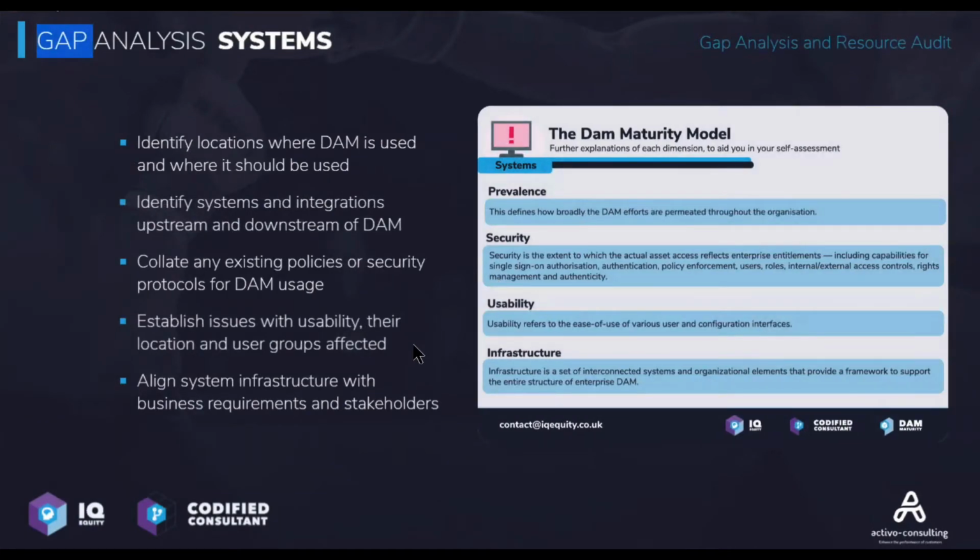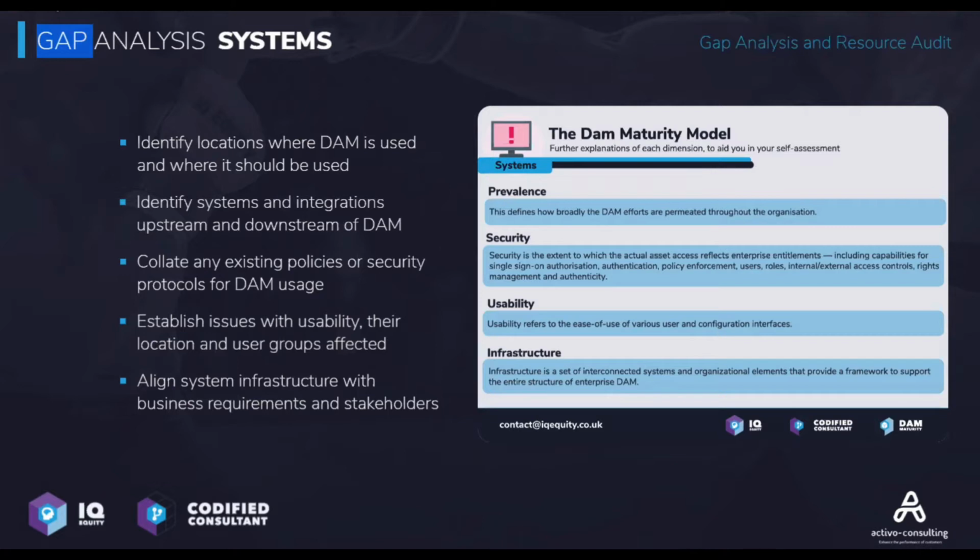Moving on to systems. So part of the process of talking to stakeholders is that you will establish the usage and impacts of the DAM across your business units. What you may also discover is that there is a need for DAM in places where it's not being used. It's important to realize that DAM doesn't exist in isolation. There are other systems and integrations that should be catered for.